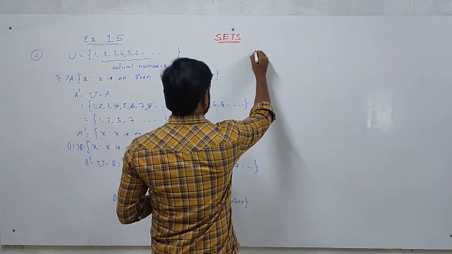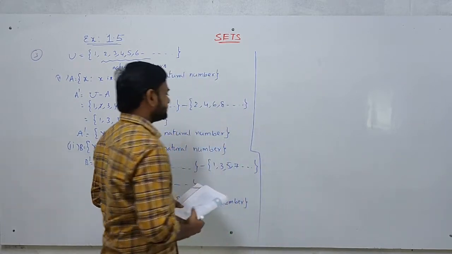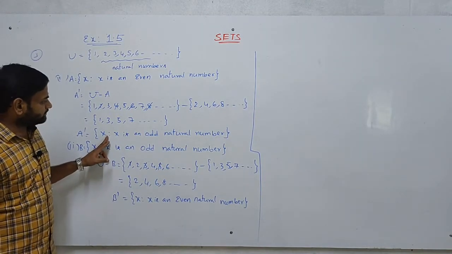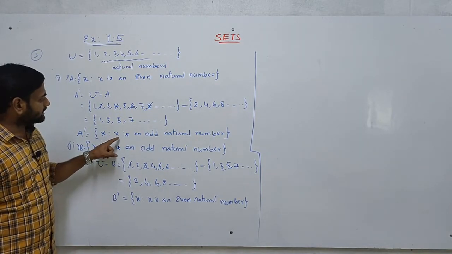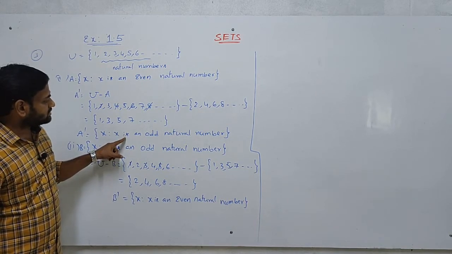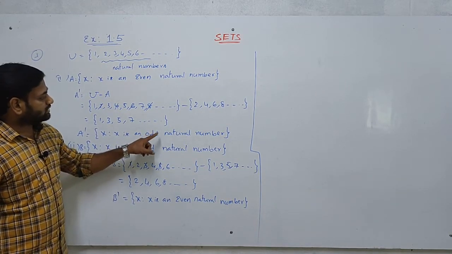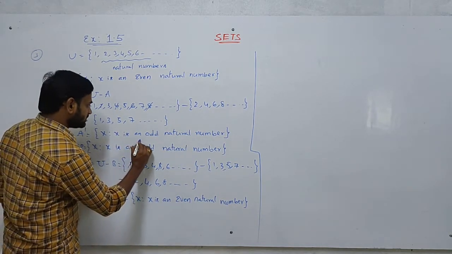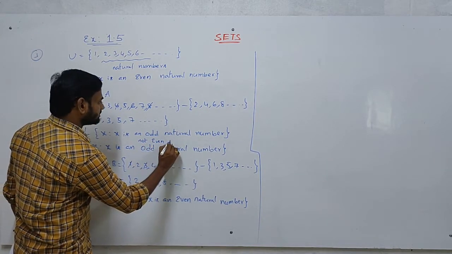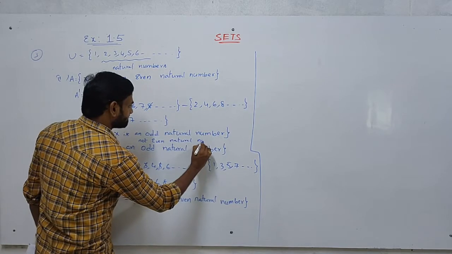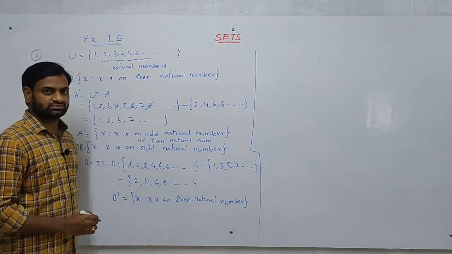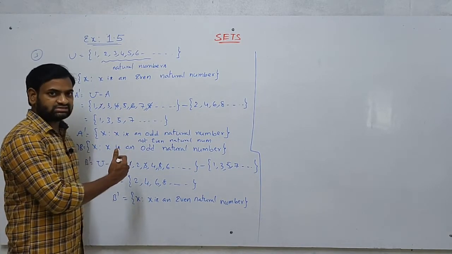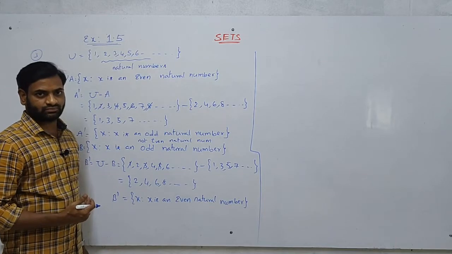Next, third. So that means what you understand here, one more thing. Here, x such that, now this one can write as x is not an even natural number. I am writing here x is not an even natural number. Is it correct? Yes. Not even means remaining is odd. Not even means that one is odd.